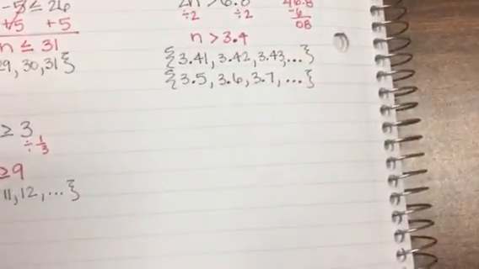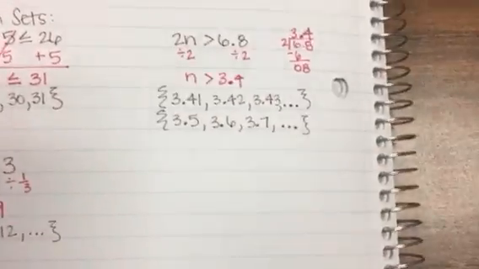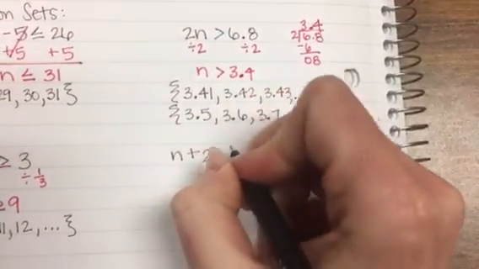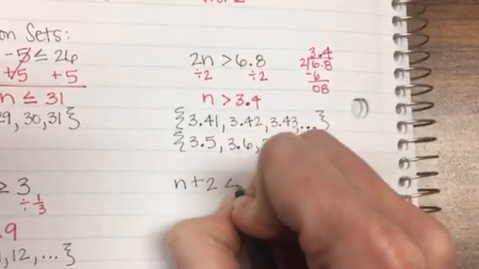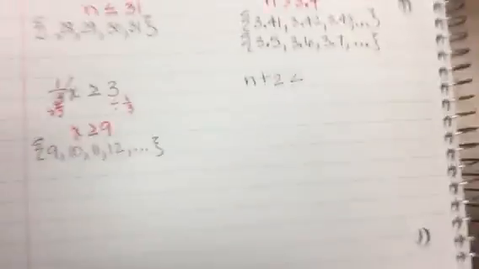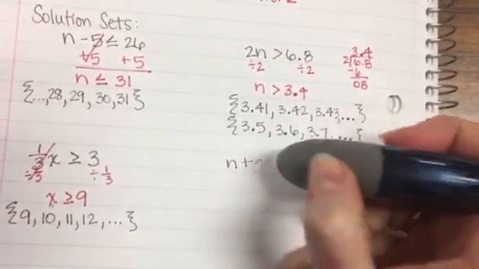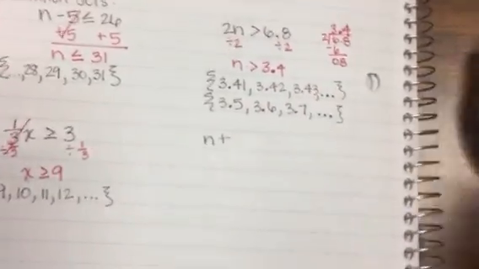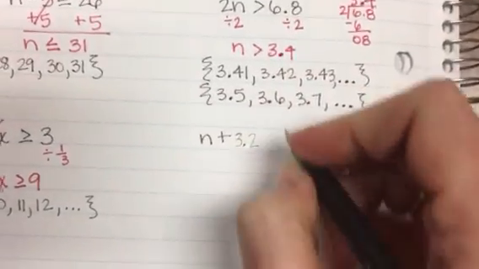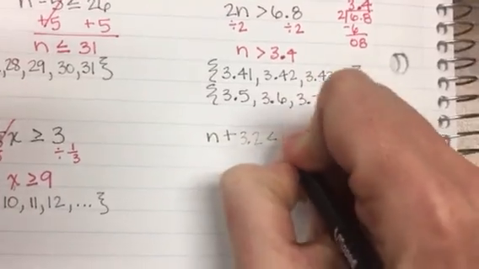One more example and then we'll do some challenge questions. So this last example looks like this. N plus 2 is less than, nope, I'm sorry. Pause that. Let's do a harder one. N plus 3.2 is less than 6.